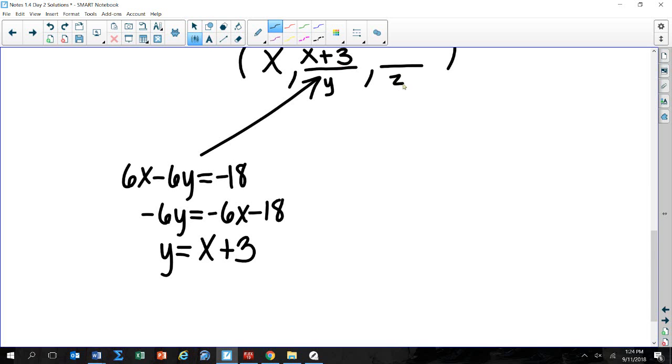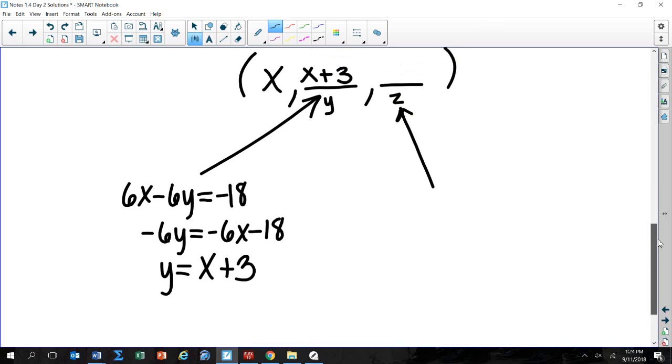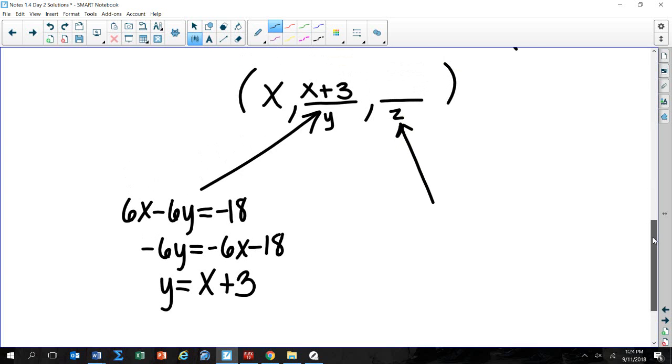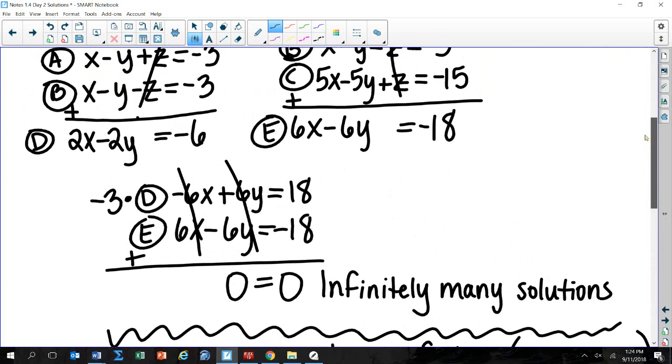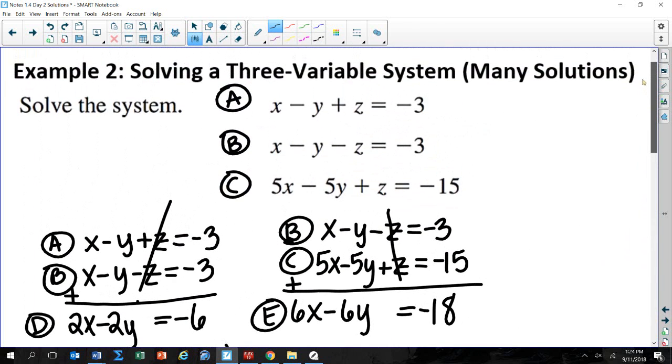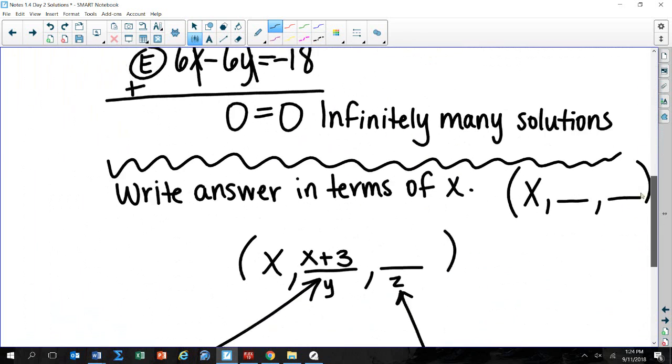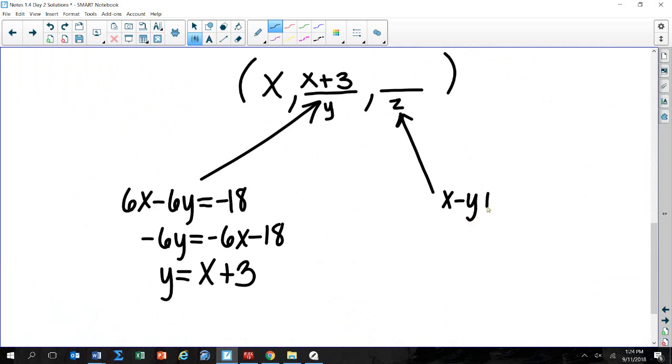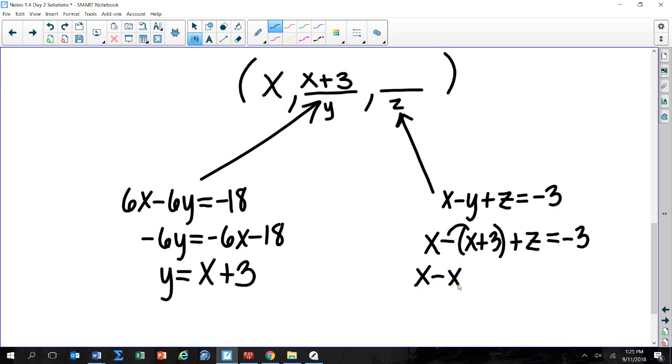Okay. Now I need to write z in terms of x. Where do you see an equation with z in it? Not D or E. One of the original ones? Okay, so let's pick one. A. Someone read me A. Reread that to me. X minus y plus z equals negative 3. Okay, so now we know what x is, right? X is just x. Minus. Now we know what y is. What's y? X plus 3. And I need to know what z is, right? That's still the question mark. So I've got x minus x minus 3 plus z equals negative 3.